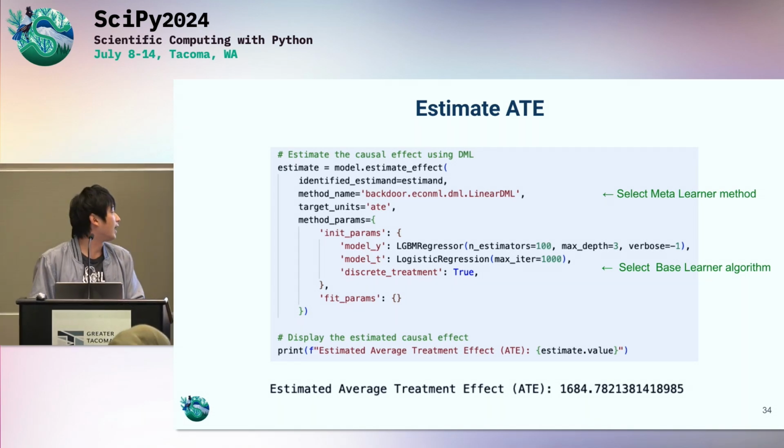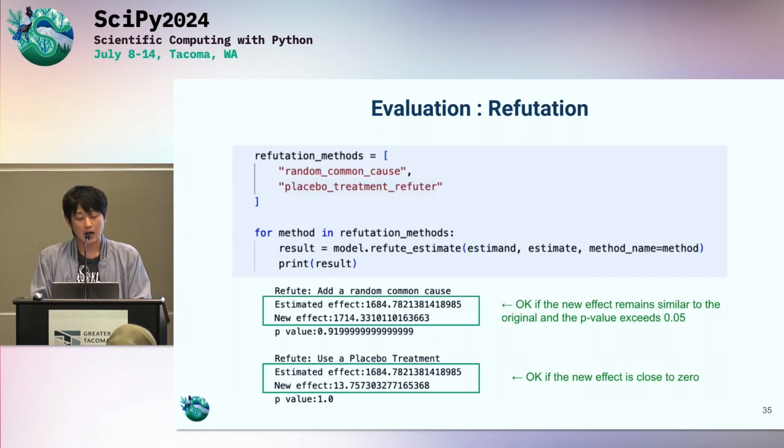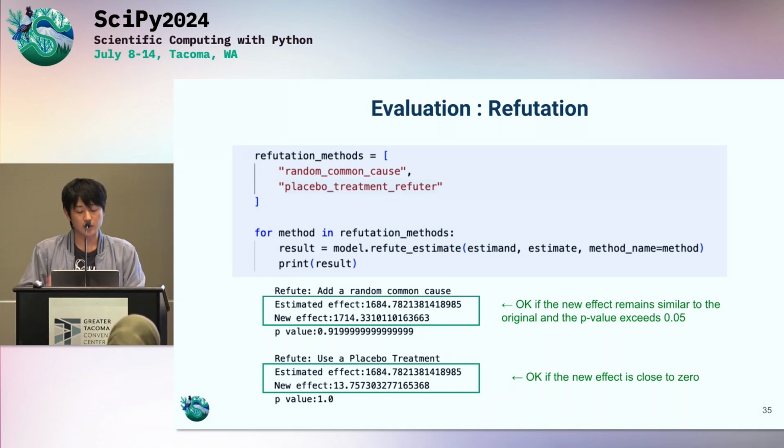Now, this shows the average treatment effect. This is the result. And let's check how robust this model is using refutation. Here we use two methods. First, the random common cause method adds a random variable to the dataset as a confounder. If this model is robust, the refuted result should not change significantly. In this case, the refuted result does not significantly change from the original value, and also the p-value is greater than 0.05. So we can conclude that this model is robust.